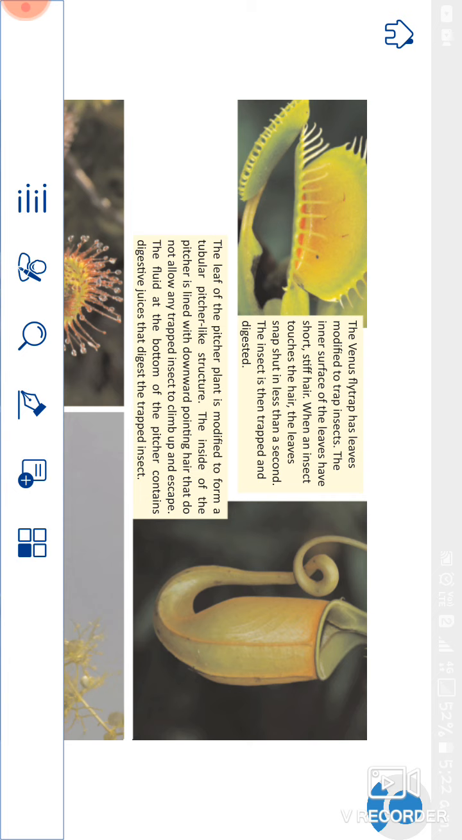If the insect falls into the pitcher or vase-like modified leaf, the inside of the pitcher is lined with downward pointing hair that does not allow any trapped insect to climb up and escape. So the insect then gets drowned in a pool of digestive juices that digest the insect. Okay, that is the character of the pitcher plant. Understand that? Next, you can see the sundew plant.